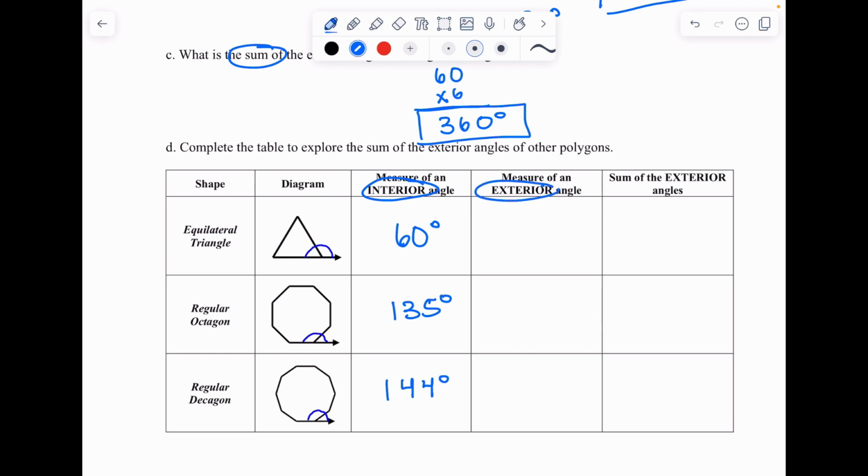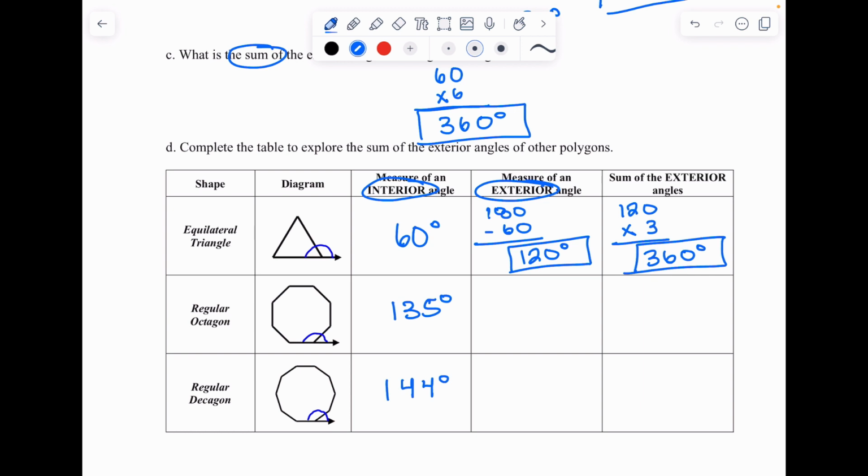So to find the exterior angle, all I have to do is subtract 60 from 180 because the interior and exterior angles form a linear pair. And this tells me that each exterior angle will be 120 degrees for an equilateral triangle. And then to find the sum of the exterior angles, I'm just going to multiply that 120 by how many there are. And so because I have a triangle, which is 3 sides, I have 3 exterior angles, which gives me a total of 360 degrees.